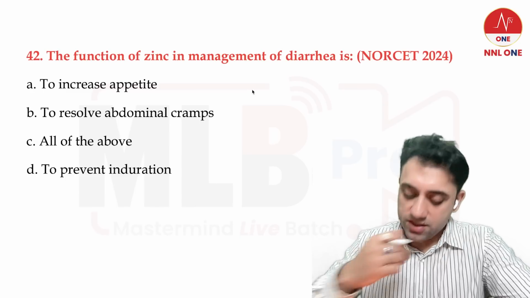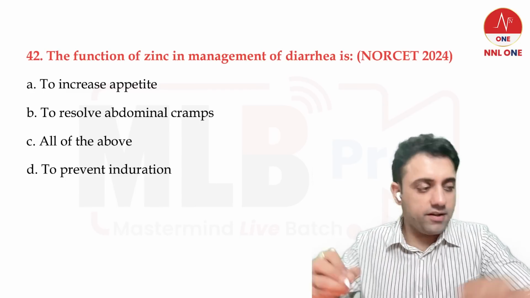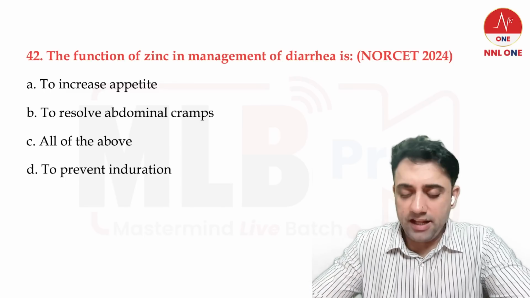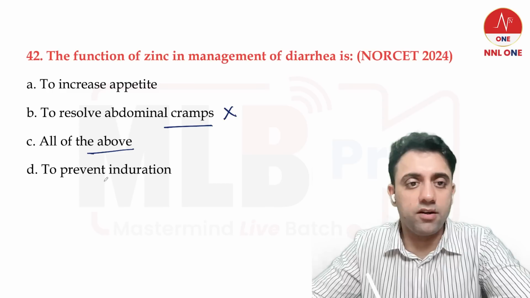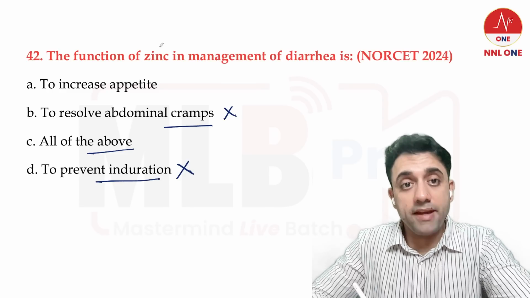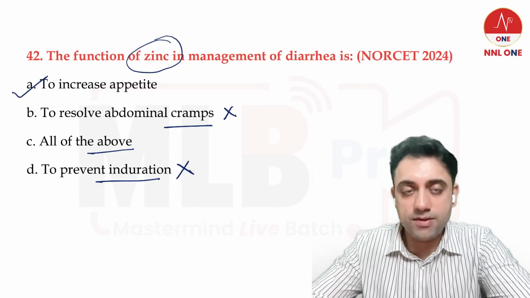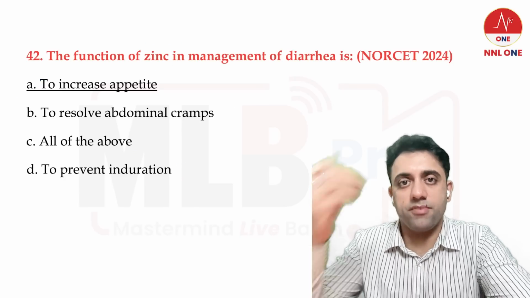Yes, coming to the next question: the function of zinc. What is the function of zinc in the management of diarrhea? To resolve abdominal cramps? No, it's not like that. All of the above? To prevent induration? This is not right. The main role of zinc is to increase the appetite. To increase the appetite of the baby, we basically use this. Zinc is one of the important NORCET previous year questions.